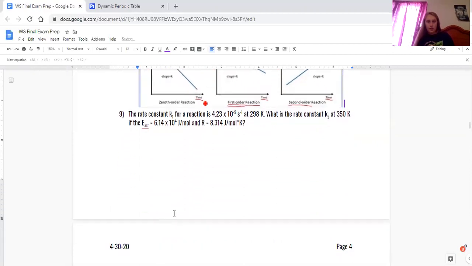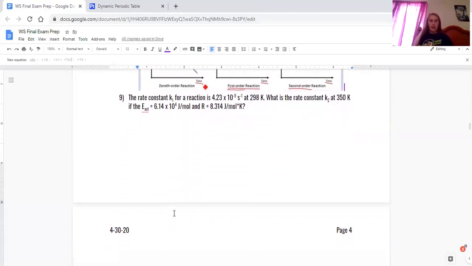All right, so let's look at this one. The rate constant K1 for a reaction is 4.23 times 10 to the negative 9 per second at 298 Kelvin. What is the rate constant K2 at 350 Kelvin if the energy of activation is 6.14 times 10 to the 4th joules per mole, and R is 8.314 joules per mole K.